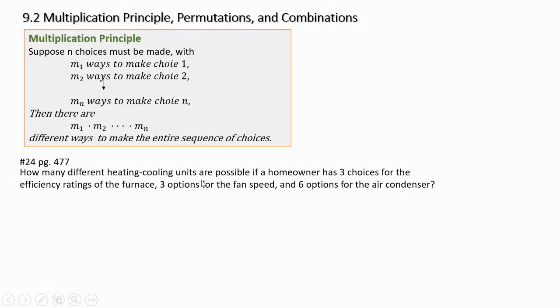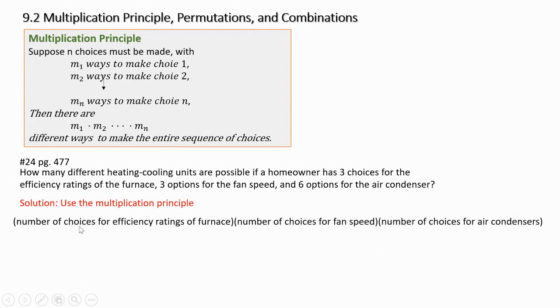Okay, so here we go. It says how many different heating cooling units are possible if the owner has 3 choices for the efficiency ratings of the furnace, 3 options for the fan speed, and 6 options for the air condenser. Use the multiplication principle. So number of choices for efficiency rating times the number of choices for the fan speed times the number of choices for the air condenser. So how many are here? 3. Number of choices for the fan speed was also 3. And the number of choices for the air condenser was 6. So it's going to be 3 times 3 times 6, which is 54. That's how many choices, or how many ways they can be chosen.